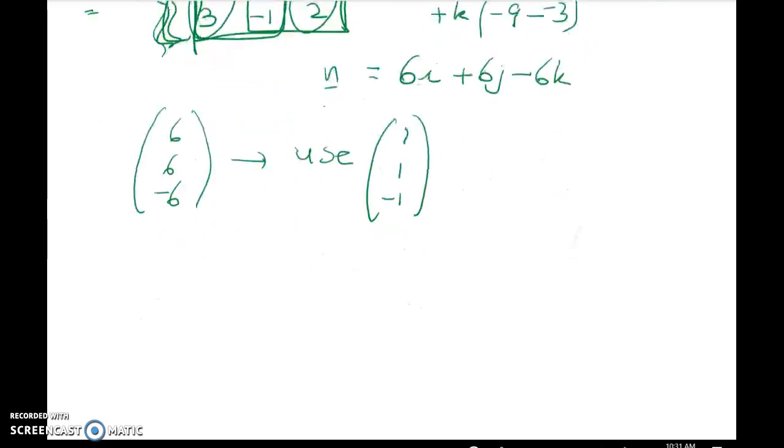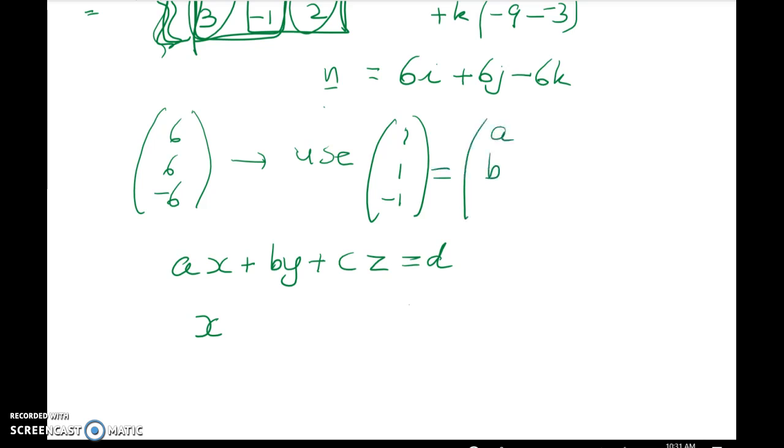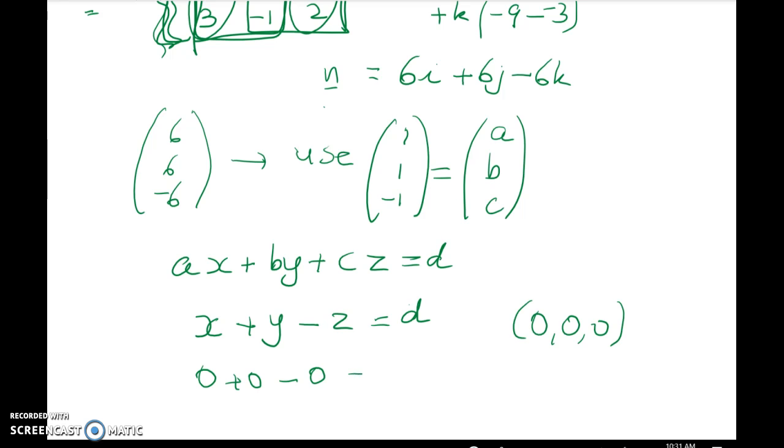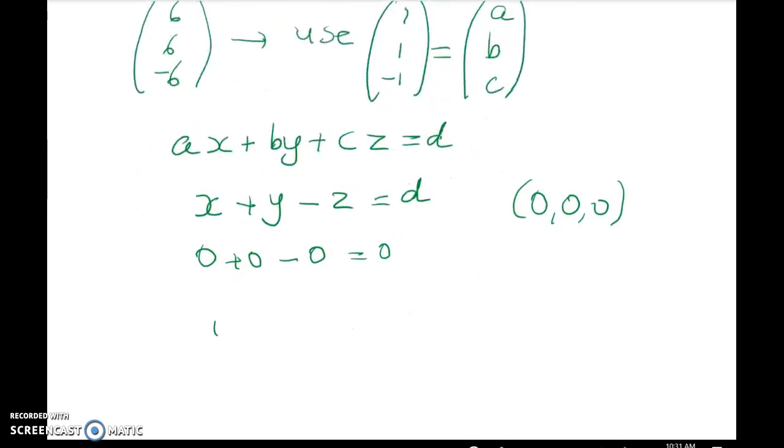Right, so that tells me that my equation for the plane, which has to end up in this form, is going to have A of 1, B of 1, and C of -1. So x plus y minus z is equal to D. But we could have done this bit at the start because we know that the origin is on that plane. We substitute that in. We get 0 plus 0, take away 0, equals 0. So my final answer is x plus y minus z is equal to 0.